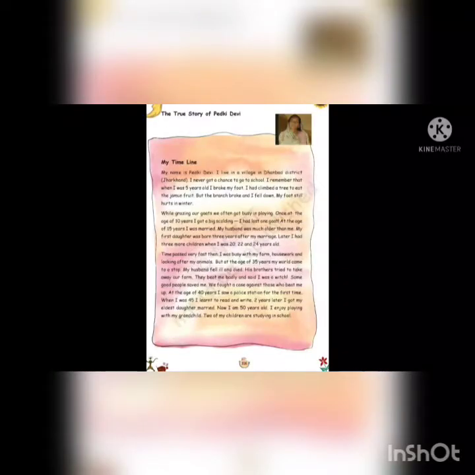Now moving on to the next page, the true story of Petki Devi. So my timeline. My name is Petki Devi. I live in a village in Dhanbad district. I never got a chance to go to school. I remember that when I was 5 years old, I broke my foot. Okay, she broke her foot when she was 5 years old. I had climbed a tree to eat the jamun fruit, but the branch broke and I fell down. My foot still hurts in winter.